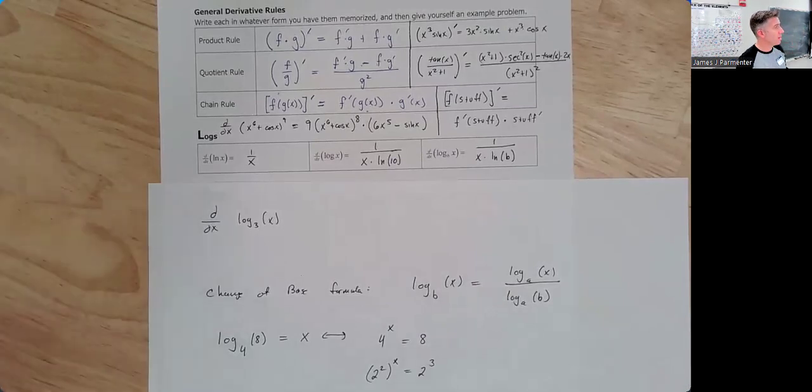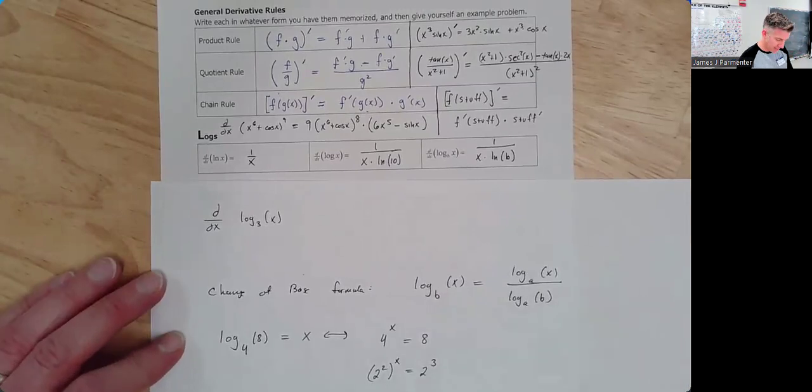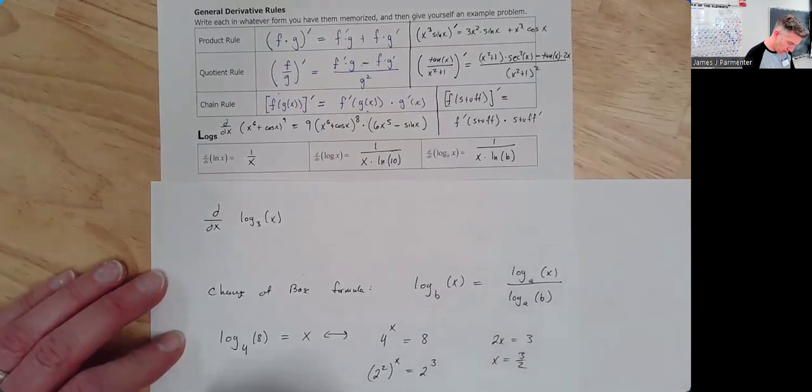And the whole point here is that if you can rewrite both sides as powers of the same base, those powers have to be equal to each other. So 2x has to equal 3, which means x is equal to 3 halves. So in other words, log base 4 of 8 is equal to 3 halves.